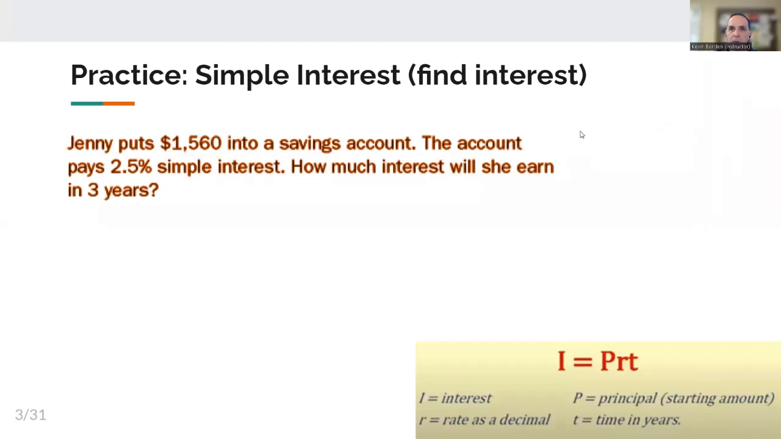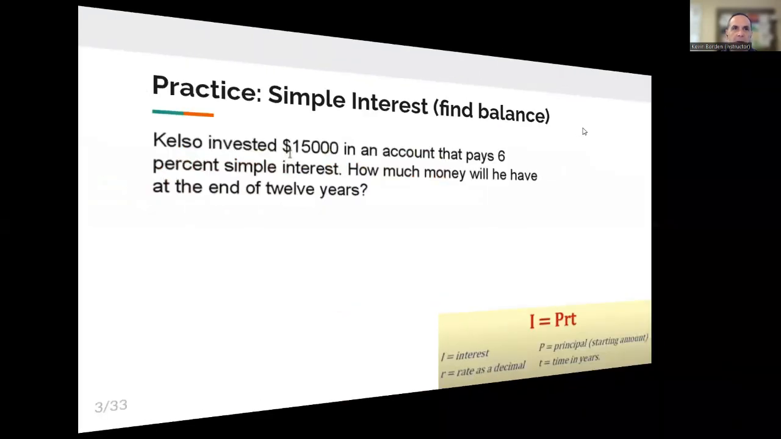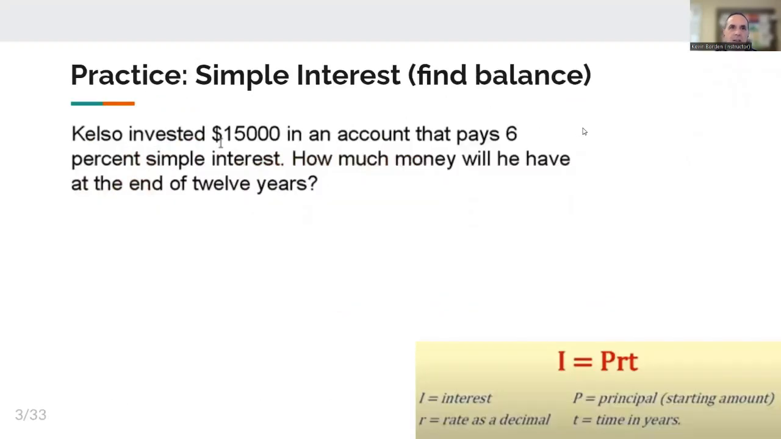Okay, clear that off. One more example. Kelso invested $15,000 in an account that pays 6% interest. How much money will he have at the end of 12 years? Let's do the same thing. What is our principal? Principal equals the starting amount. It's either invested, put into a savings account, or borrowed. In this case, it's $15,000.